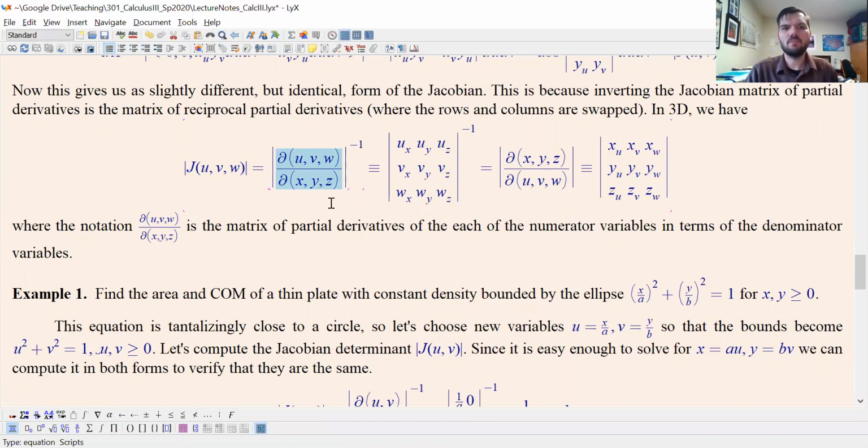So we call this the inverse form, where we write the Jacobian of u, v, and w, the new variables, as partials of the new variables in terms of the old variables, and then inverted or reciprocated like this, where each row is a new variable and each column is a partial in terms of an old variable, whereas the direct form has this ratio of partials notation to denote the determinant of a matrix of partials of each of the numerator variables in terms of each of the denominator variables.